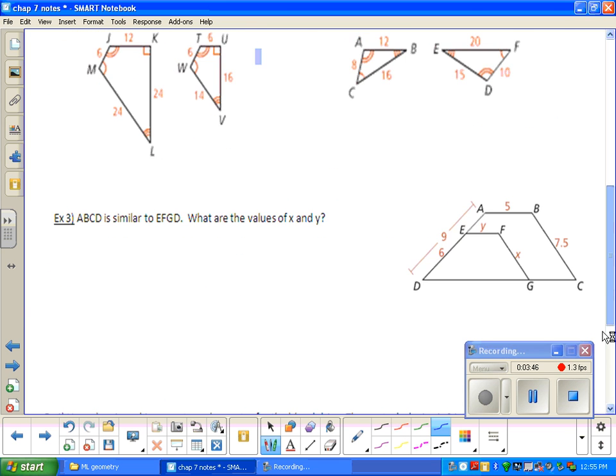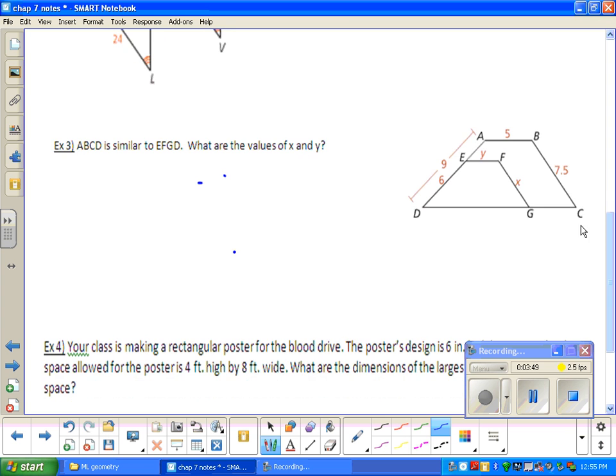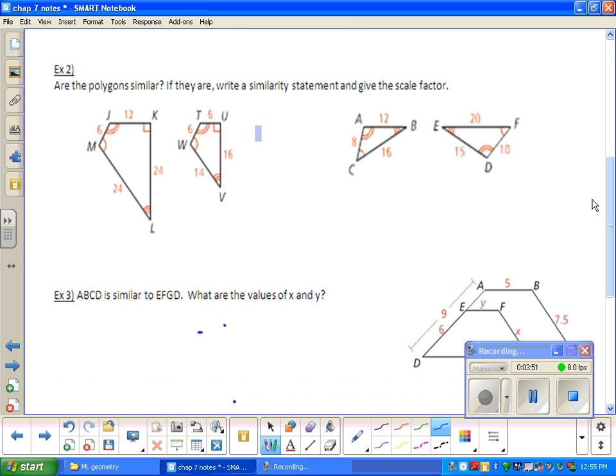Example 2. Are the polygons similar? If they are, write a similarity statement and give the scale factor. So what does that mean? The first way that we can say they are similar is that the angles are all congruent. So if I look here, I have all the angles matched, with congruent marks. So I know that's the first part. The second part is whether all the sides are proportional. So we have to write the extended proportion.